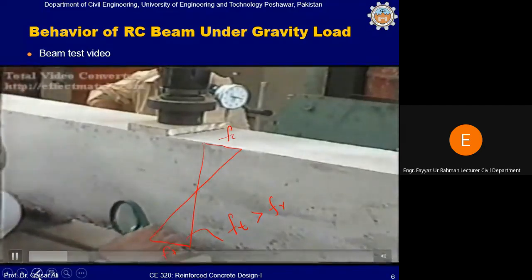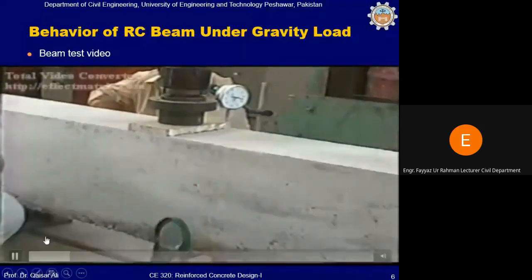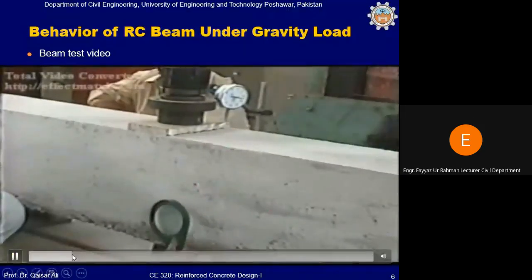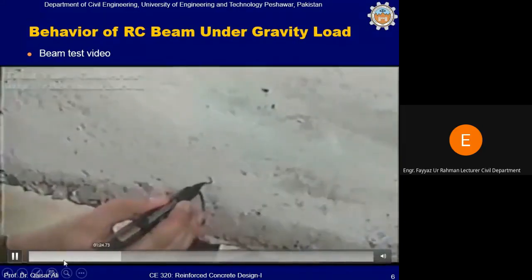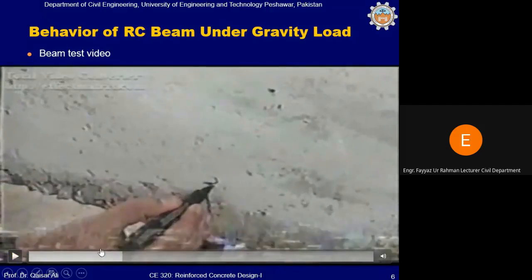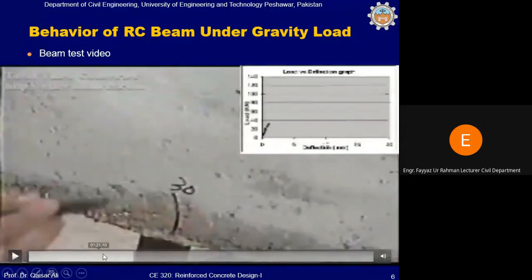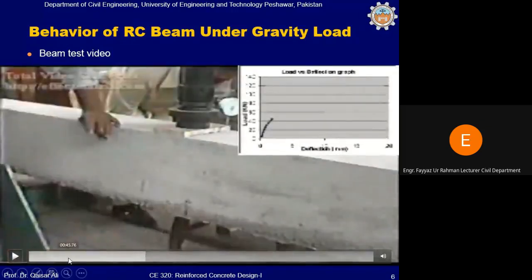now after this you see, after the appearance of the first crack, you can see in the load deflection curve that the stiffness of the beam will be reduced, but the beam is still able to take the load. The number of cracks will increase, but the beam is taking the load. It is taking the increasing load.